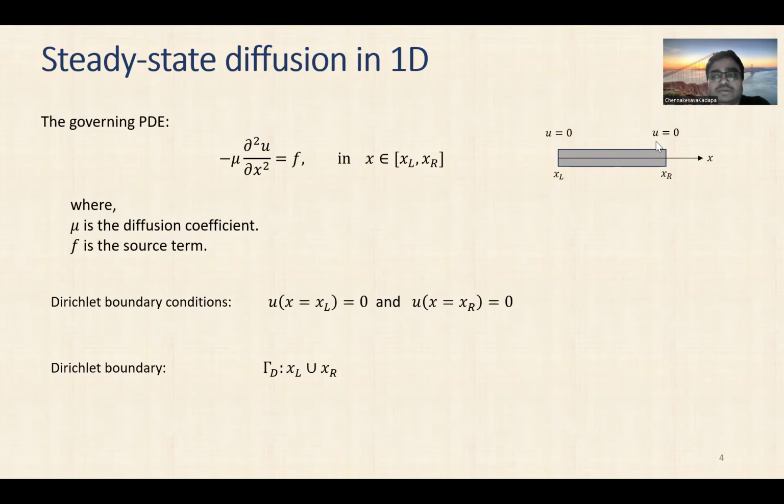On both ends, the solution is specified and it is zero. That is why this is a homogeneous Dirichlet boundary problem. These two boundaries we denote as the Dirichlet boundary. When we say Dirichlet boundary, we mean that there is a specified value of the solution on those boundaries. In this case, the Dirichlet boundary is the union of the left end and the right end.